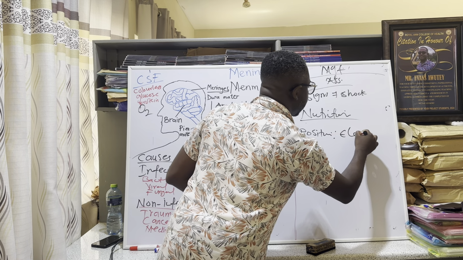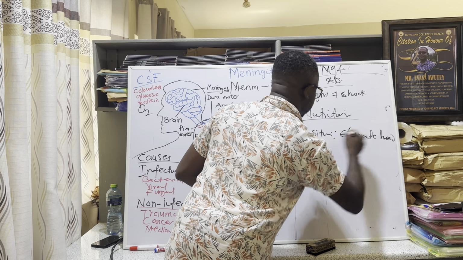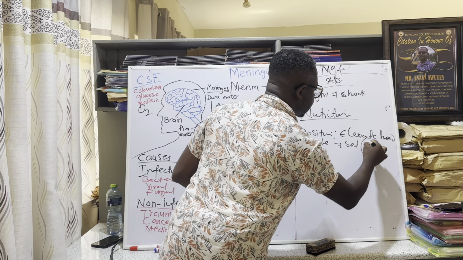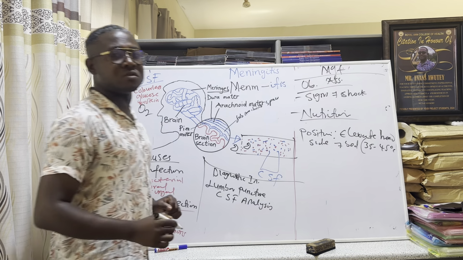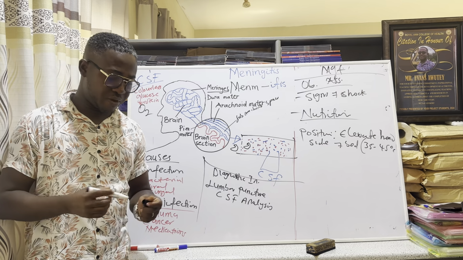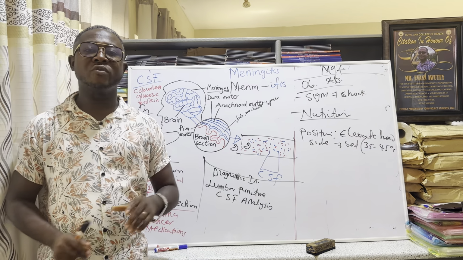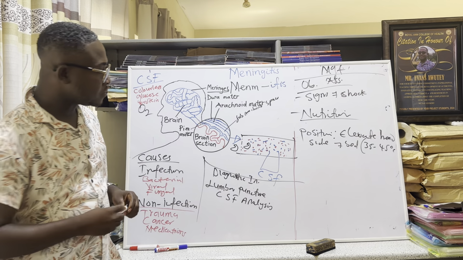And so we elevate, so the position is elevating the head side to at least 35 to 45 degrees. So we are elevating the head side of the bed to 35 to 40 degrees, and that will help to reduce the pressure within the subarachnoid space.